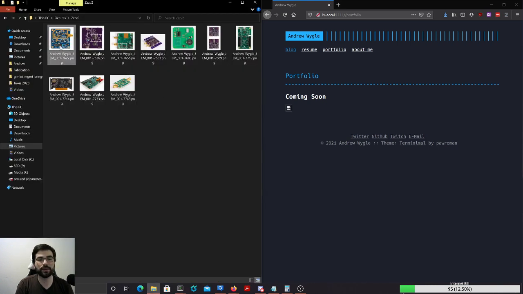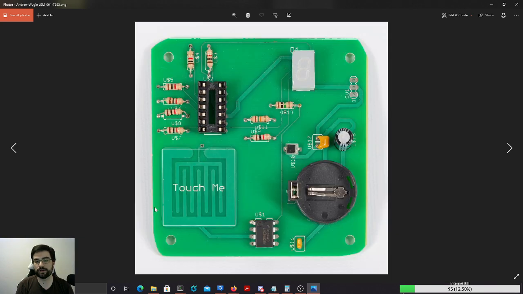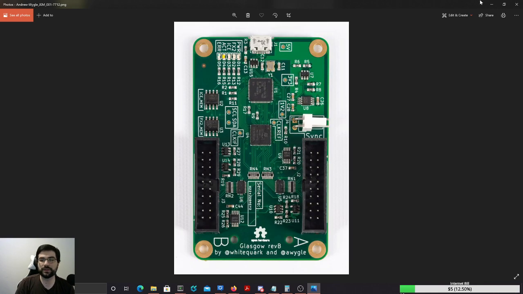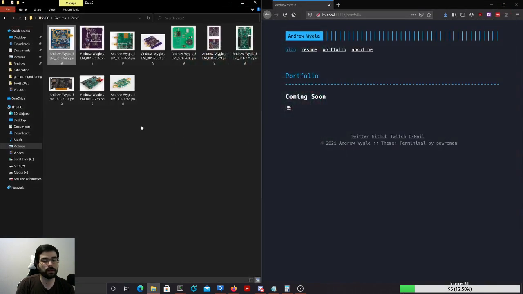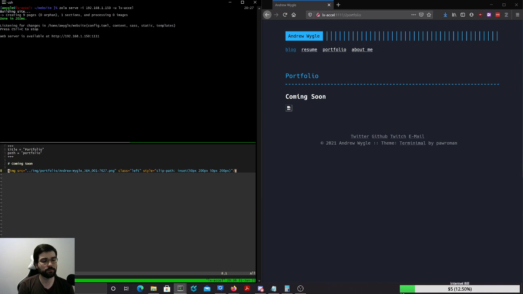All right, so step one, I've got all of these very nice photos of these PCBs that I've worked on in the past. I've uploaded these all to the server that is doing the dev hosting for the website. So the next step is to just display them all. So let's go ahead and do that. Where does this actually live again? Content, I think. Yeah. Okay.